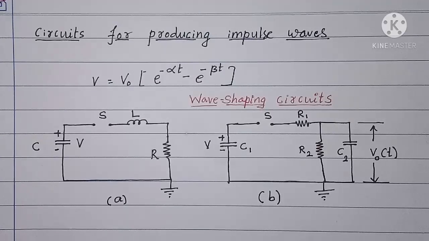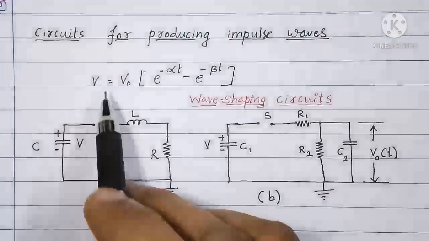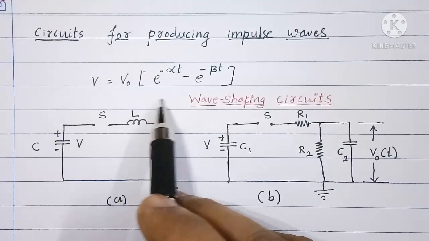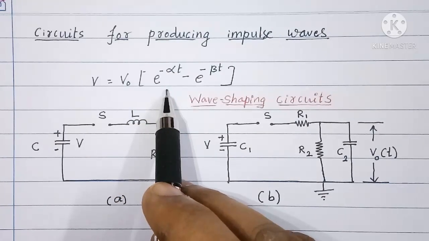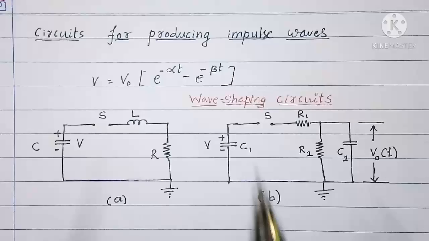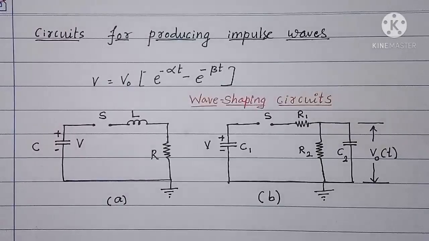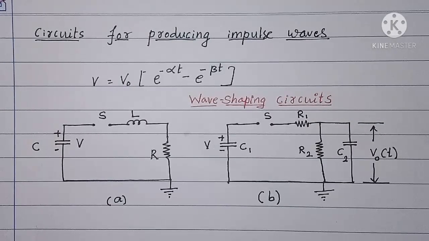Dear students, in last class we studied impulse wave and the relevant definitions, and there we studied an expression for impulse wave also. For your reference, I have given that expression here once again, and we know that it has two exponential parts in it. To generate such an impulse wave, various circuits may be used, which are called wave shaping circuits.